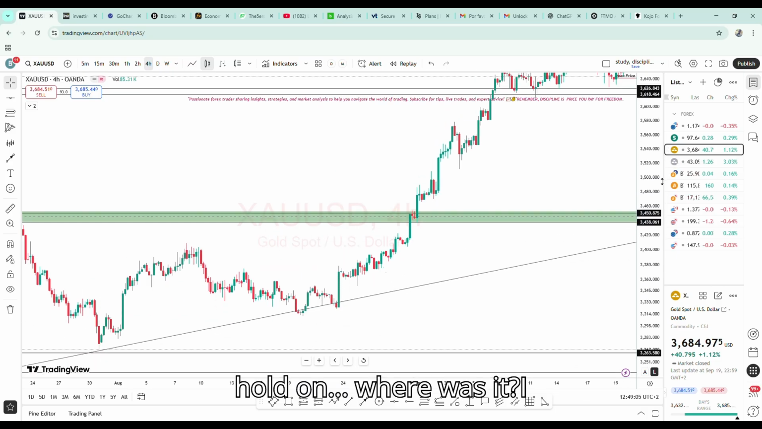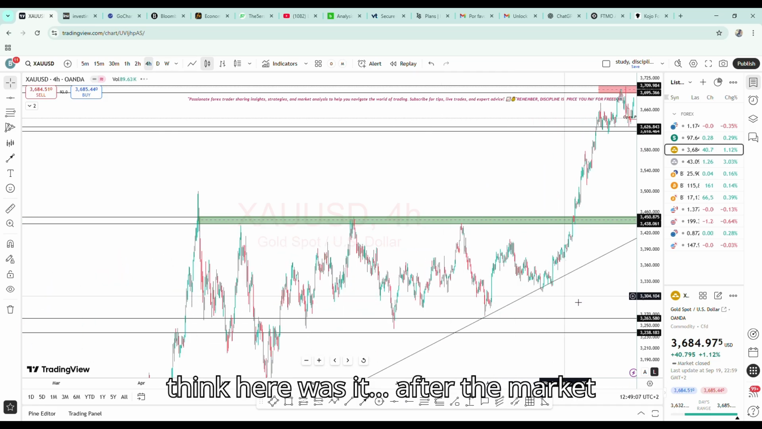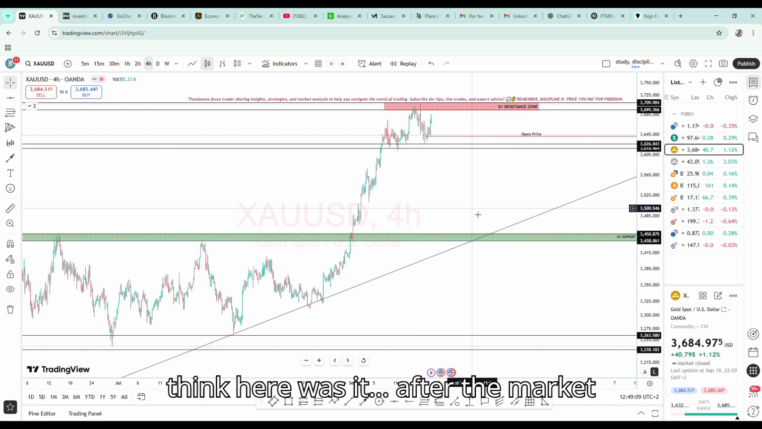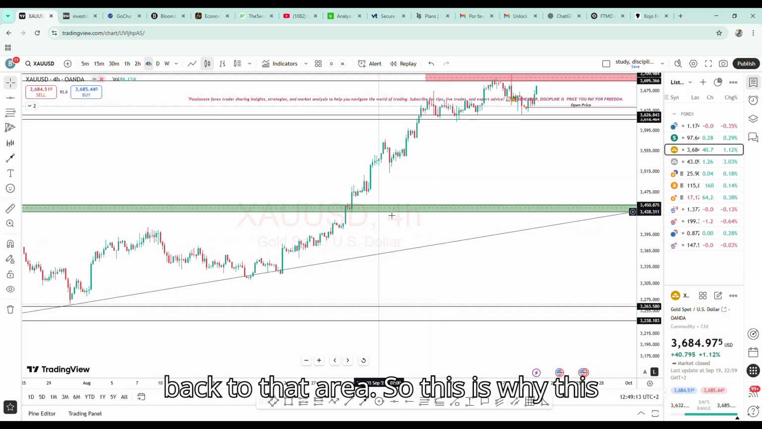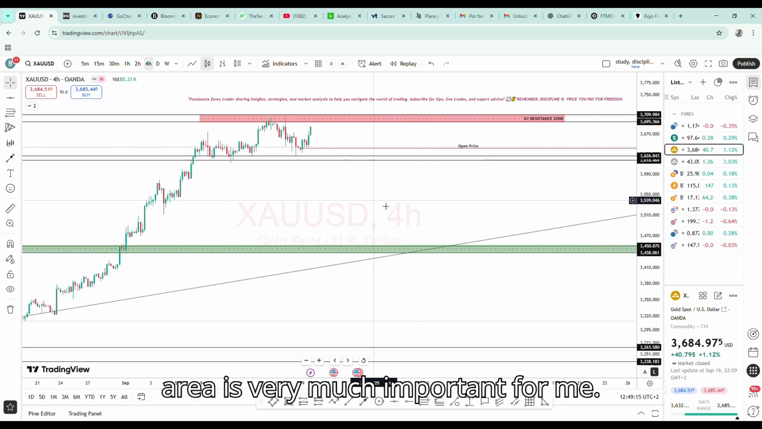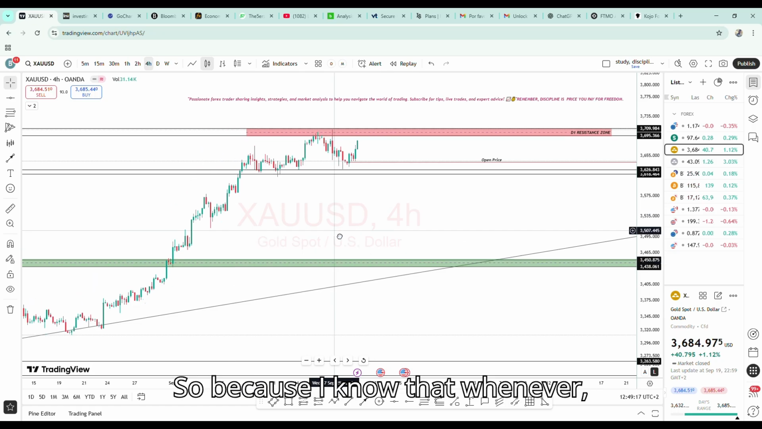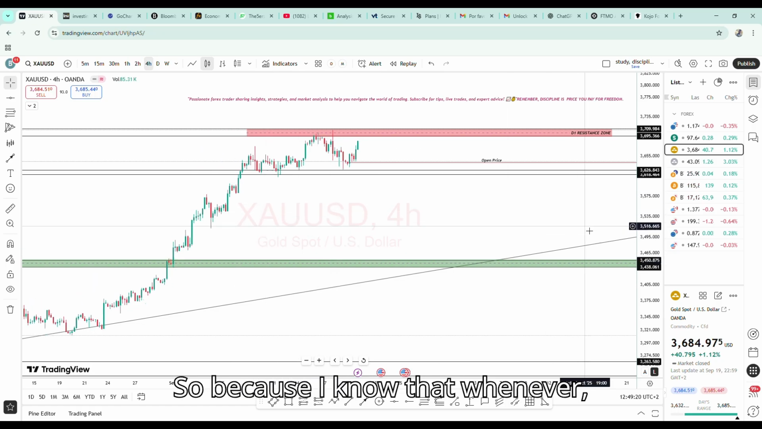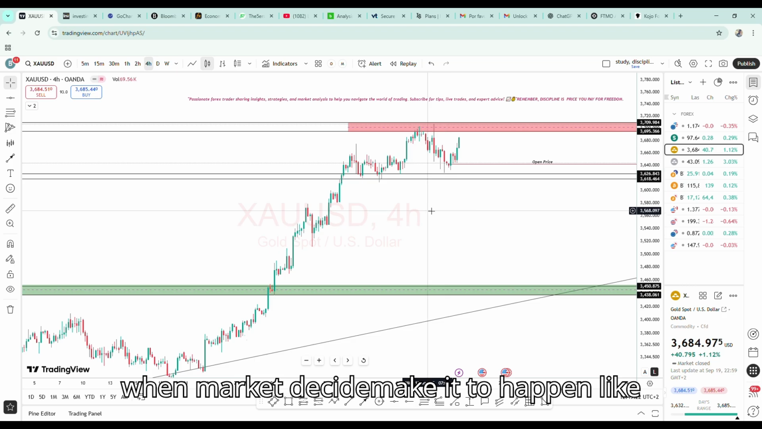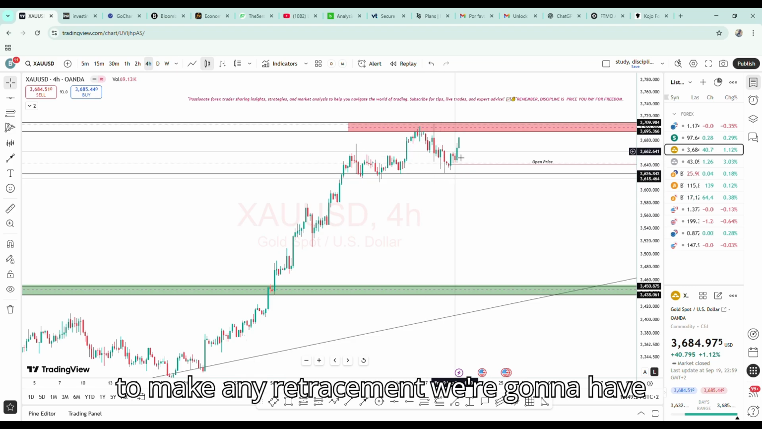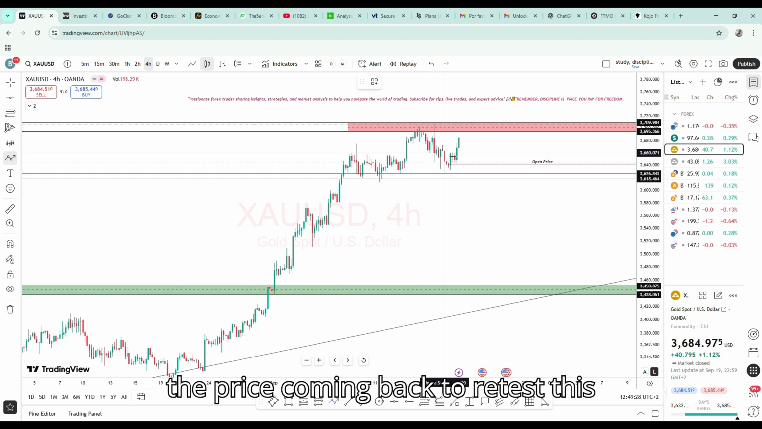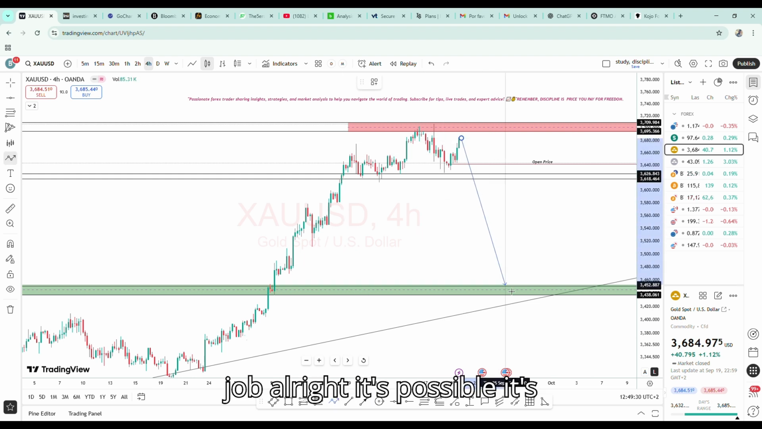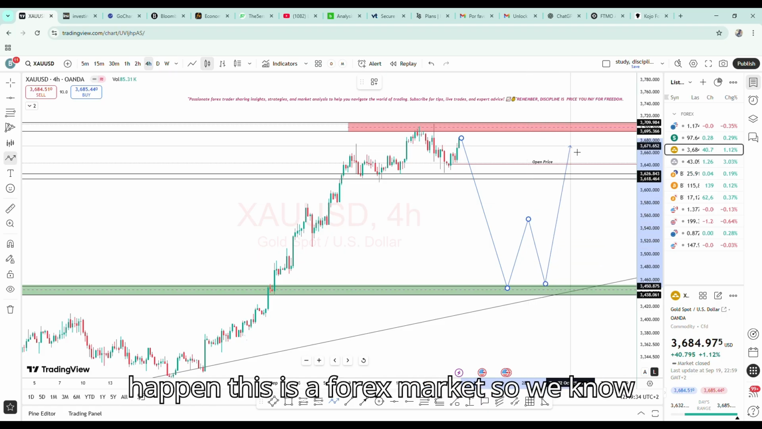Where was it? I think here, right. Yeah, when the market broke out of this level, it hasn't come back to that area. So this is why this area is very important for me. Because I know that when the market decides to make any retracement, you're going to have the price coming back to test this zone. It's possible, because we don't know what might happen.